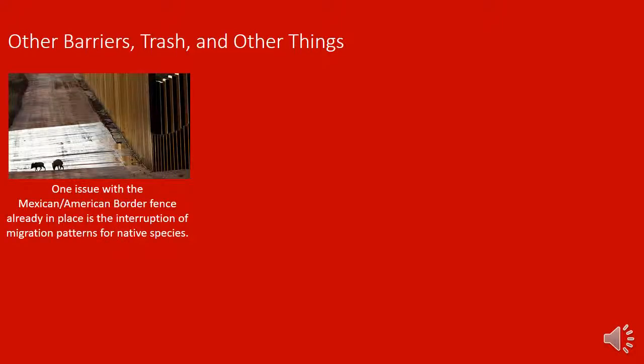There's other barriers besides just dams and roads, and we can put trash in the environment and that sort of thing. A big hot topic in our political talk right now is a border wall, and throughout much of the southwest border, we already have a border fence in place, and this makes it impassable for species that live there. There's a lot of like javelinas and ocelots and things that can't cross the fence. So it disrupts their migration patterns and that sort of thing.